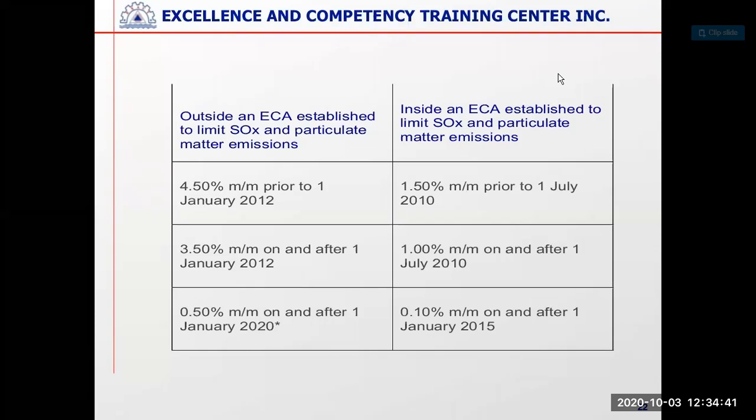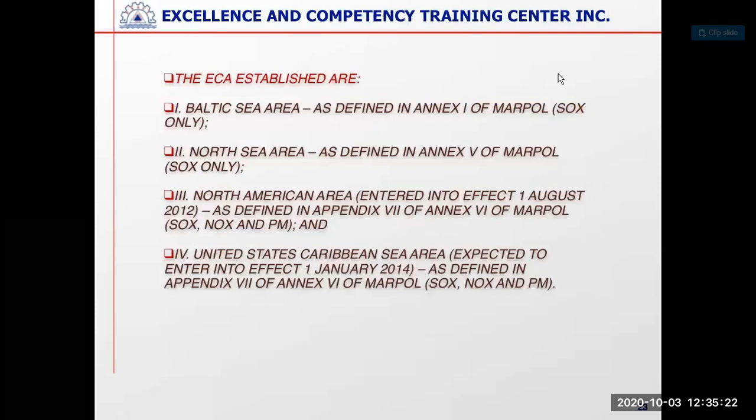Now inside SECA areas, previously it was 1.5% till 2010, and then from 2010 to 2015 it's 1%, and now it's only 0.1% mass by mass sulfur you can emit from the engine exhaust, depending on the type of fuel you are using, or either you are putting scrubbers nowadays. So scrubbers are being installed, and fuel oil tanks are being cleaned to change over from low sulfur and diesel oil to VLSFO and ULSFO, very low sulfur oils and ultra low sulfur oils.